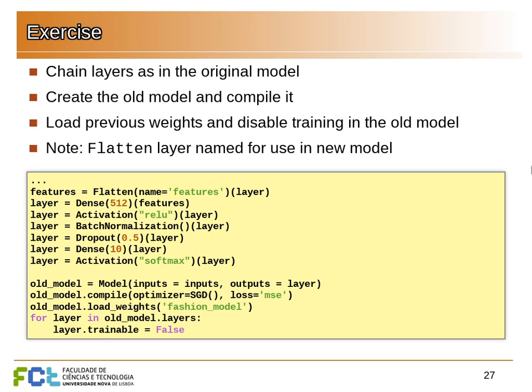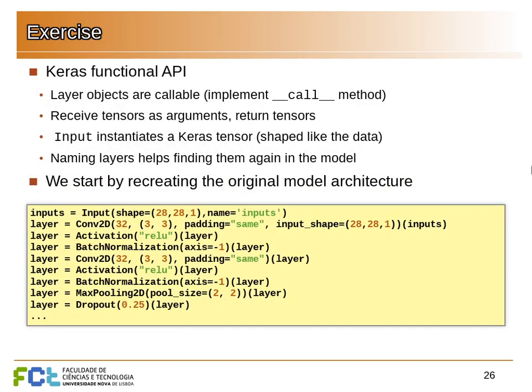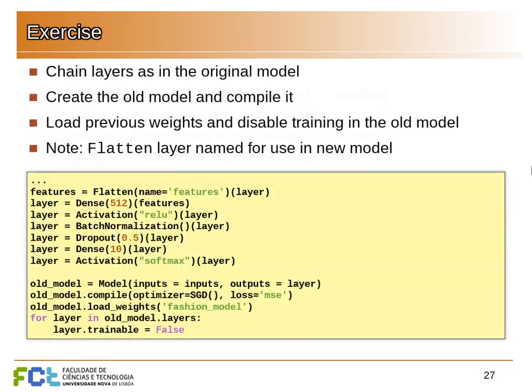And now we create a model that is going from the inputs layer here, this variable that I created here, and it's going all the way to this layer variable, which is at the output of the softmax. So this model class is going to look at that chain of layers and create a model based on that chain. Now I can compile the model, load the weights, and I'm going to loop through all the layers in this old model and make trainable false. This is something that you can do in Keras. When you call fit, if a layer has trainable false, it will not be changed. The parameters are not adjusted. So this network will be frozen.